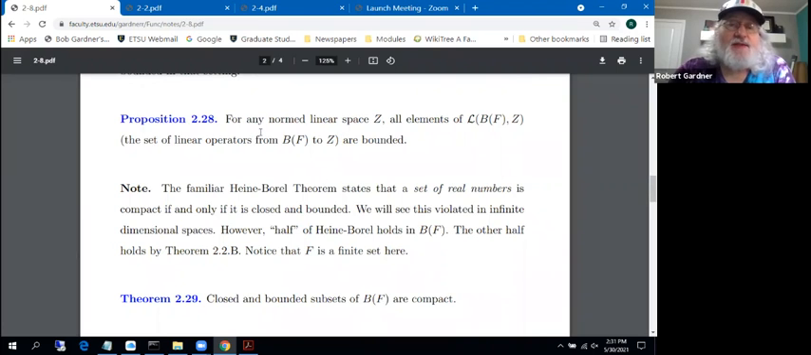Proposition 2.28 says exactly that. For any normed linear space Z, all elements of the set of linear transformations from B of F, as described above, to Z are bounded. So all linear transformations from this normed linear space B of F, which by the way was equipped with a sup norm, to normed linear space Z, no constraints on it, all such linear transformations, linear operators, are necessarily bounded. Let's go through the proof of that.